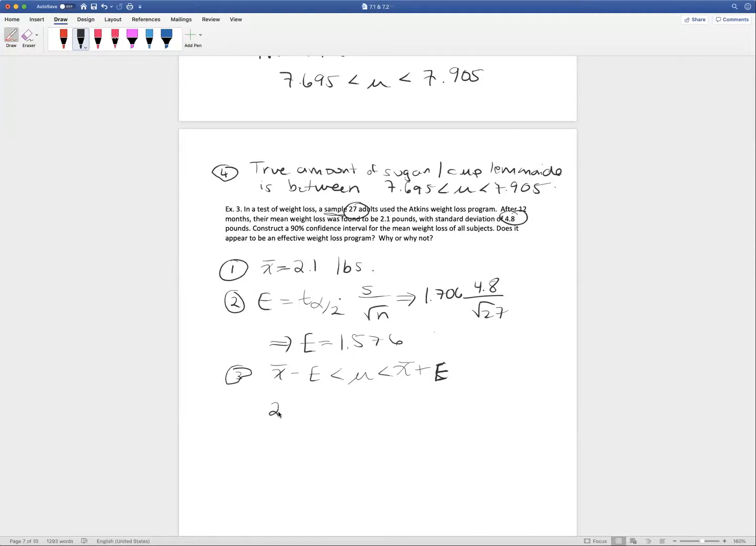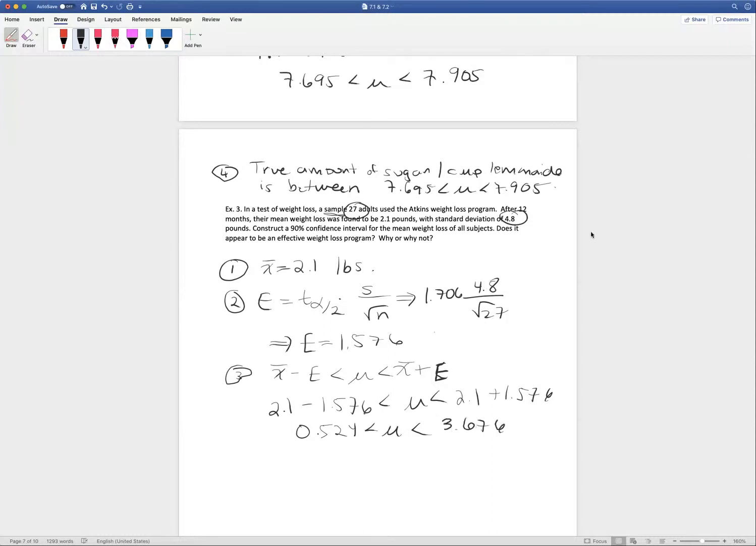So X bar is 2.1. So 2.1 minus 1.576 is less than the mean, is less than 2.1 plus 1.576. Give me 1 second, I'm just checking my math over here. Okay, I'm happy with it. So 2.1 minus 1.576, which is 0.524, is less than the mean, is less than 2.1 plus 1.576, which is 3.676.